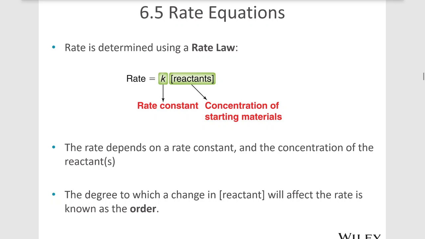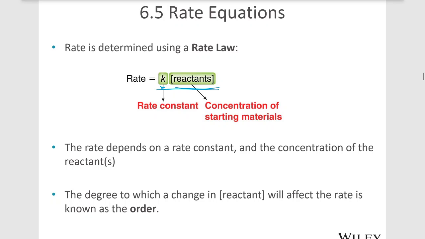Rate is determined by using the rate law. Okay, so rate is equal to some rate constant times the concentration of the reactants. And again, we're not going to be doing a lot of calculations with this. We may see a couple of them, but mostly we want to get a qualitative understanding of what's going on here. Okay, so our rate is equal to some K times the concentration of reactants, or the starting materials. And the rate is going to be dependent then on that rate constant.